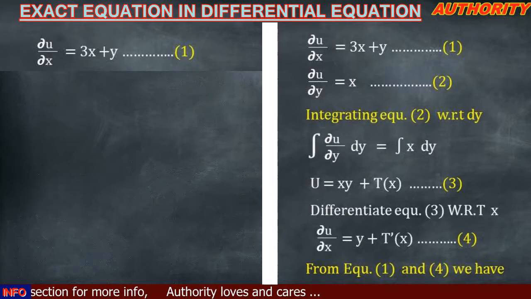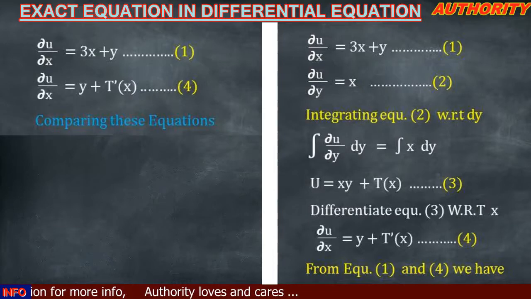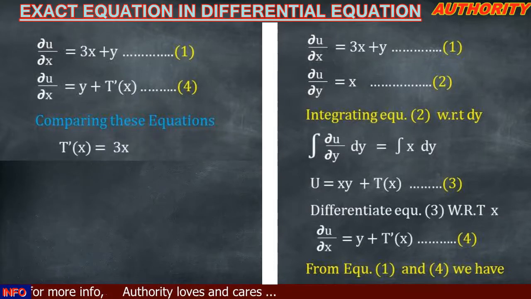Is that true? Yes. And then equation 4 that we have now says that the partial derivative of u with respect to x is equal to y plus t prime of x. Now let's compare these two equations. In both of them we have the partial derivative of u with respect to x, and we have y in both of them, and then t prime of x is equal to 3x. Comparing both of them, we see that t prime of x is equal to 3x.